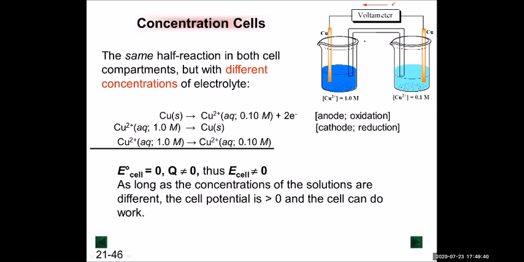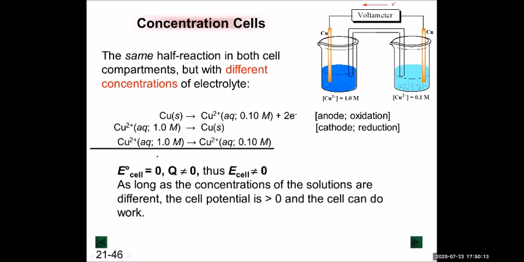So here's the example. We have both solutions with copper metal in a copper ion solution, but one solution is more concentrated. The copper ion concentration is 1.0 molar. The other half cell has a copper ion concentration of 0.1, so it's more dilute. And because of the concentration difference between these two half cells, the voltage is actually not 0, even though they are the same kind of cell.